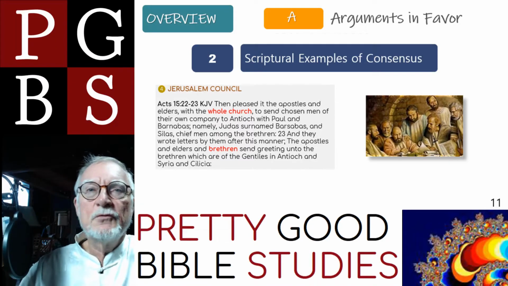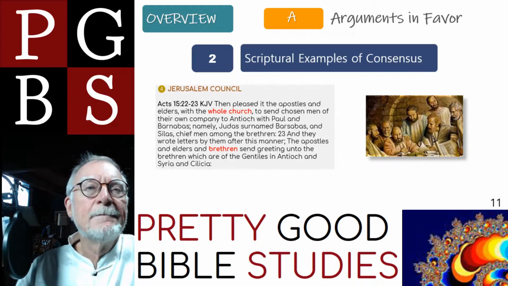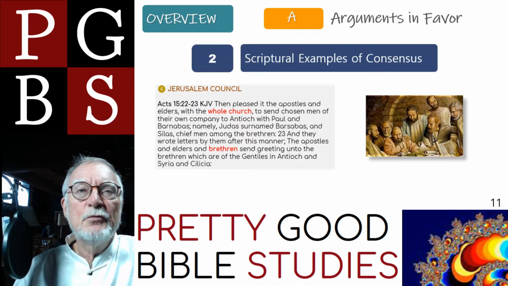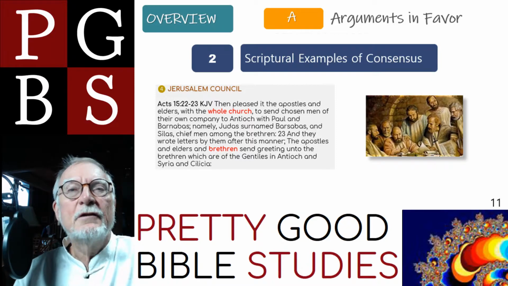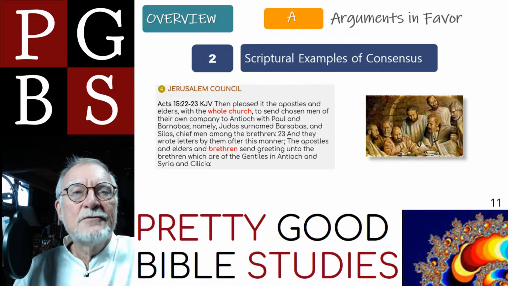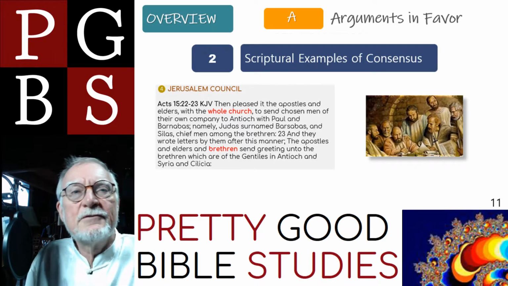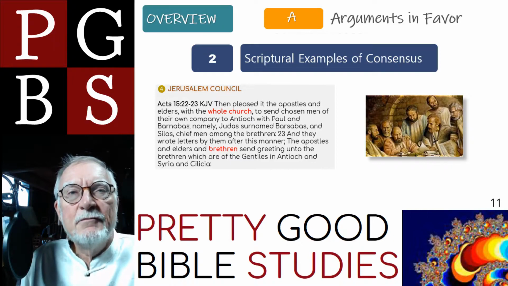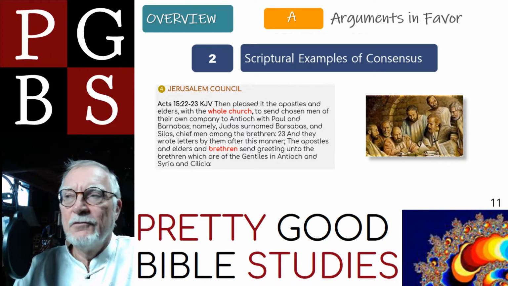All right, starting with verse 23, Luke says this, and they wrote letters by them after this manner. The apostles and elders and brethren send greetings unto the brethren which are of the Gentiles in Antioch and Syria and Cilicia. Now notice who sent that letter out. The apostles and elders and brethren. Now there's a translation problem here, and it could be the apostles and elders who were brethren. And the KJV has the apostles and elders and brethren, which emphasizes the idea that it was the whole church that sent the letter out. It wasn't just the apostles and elders.